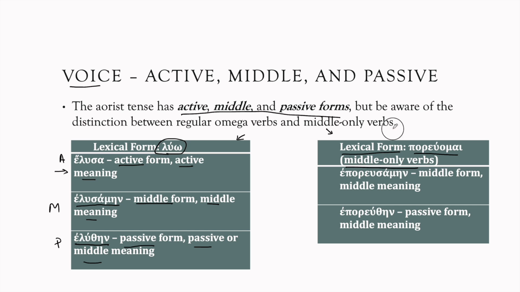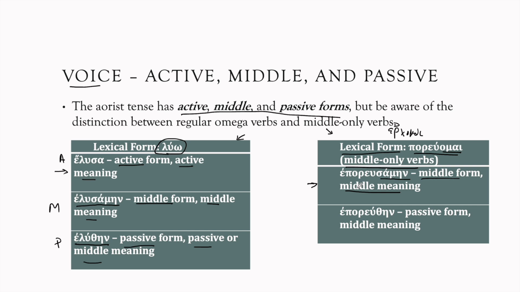So peruomai and erkomai and prosukomai, all sorts of omai verbs. If it ends in an omai, it's a middle only. So it has a middle form, e peru sa main. So it's middle form and it's middle meaning which is in a sense active, that's subject involved.